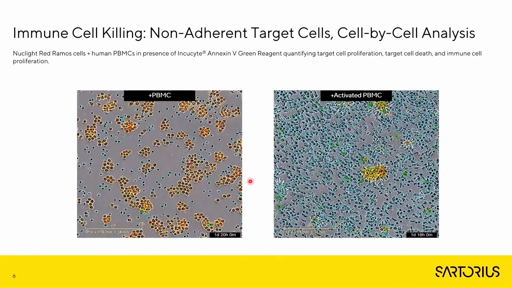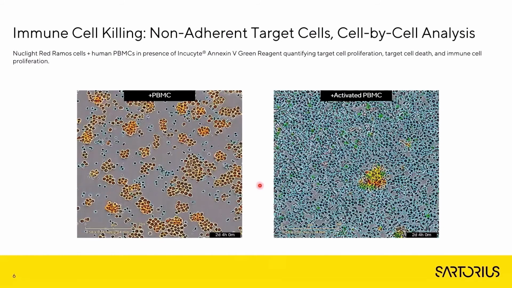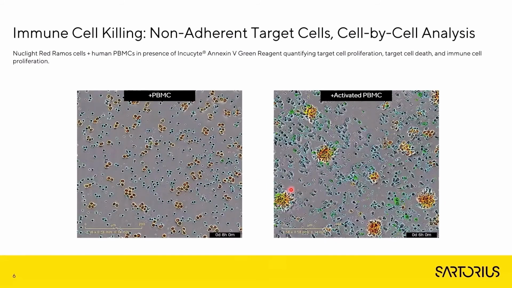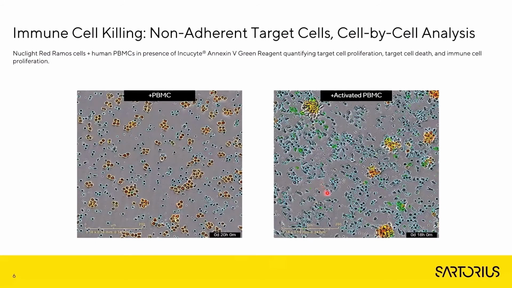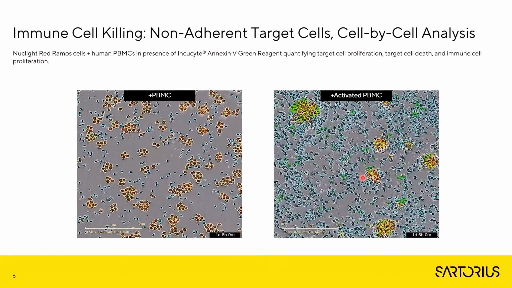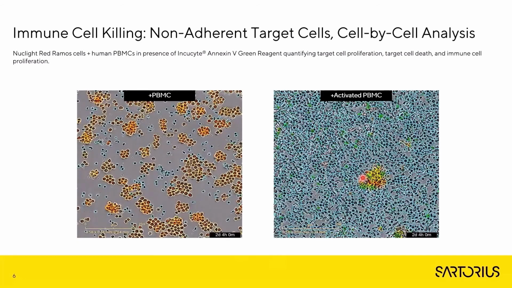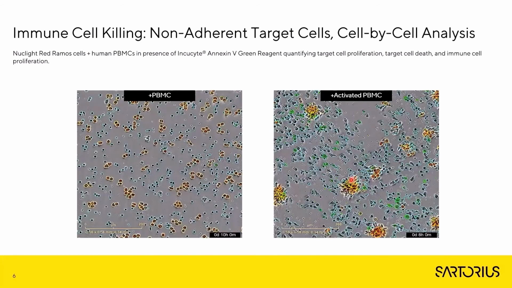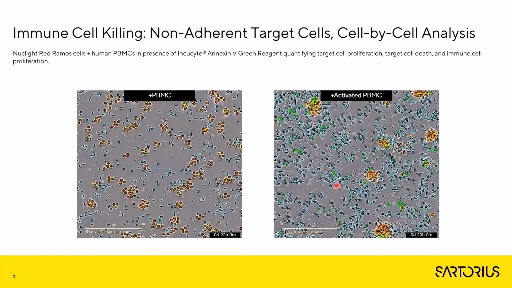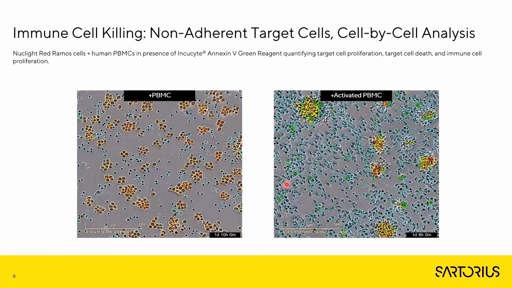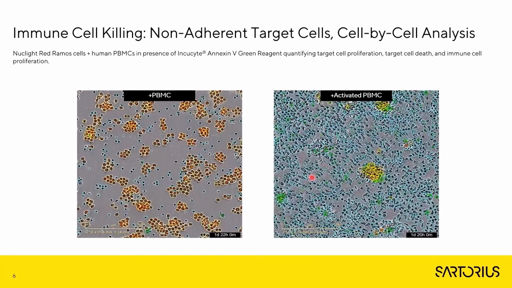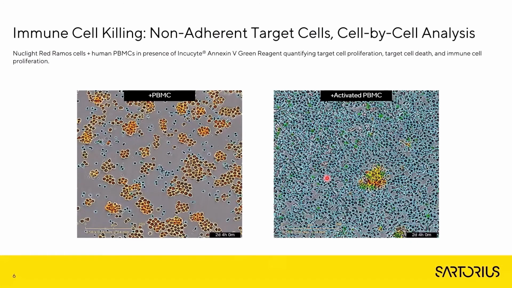However, when the PBMCs are activated, we see a strong proliferative response from the PBMCs. We see swarming of the target cells, and we see an increase in an Annexin-5 signal. We also see a morphological change in the effector cells as well. We can see them go from this rounded morphology to a more elongated and larger cell shape.